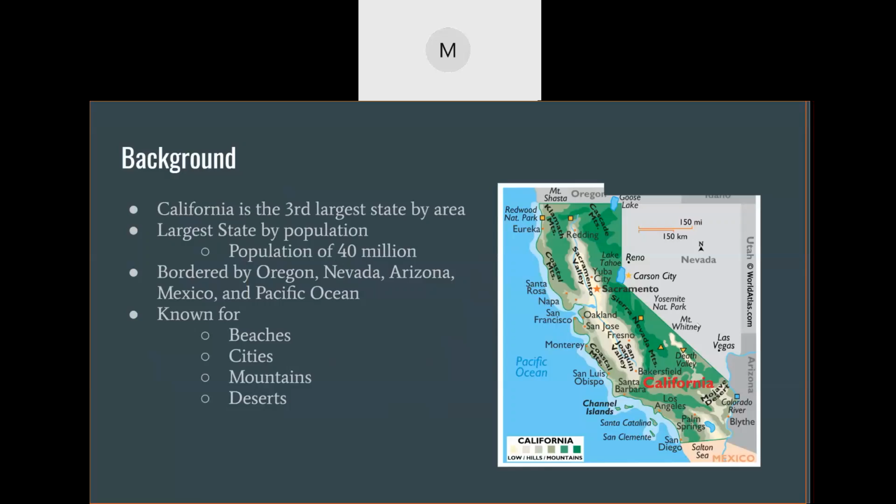So, some background about California. It's the third largest state by area, and by population, it's the largest state with 40 million people. It's on the west coast of the United States, and it's bordered by Oregon, Nevada, Arizona, Mexico, and the Pacific Ocean. And California is known for its beaches, cities, mountains, and deserts.